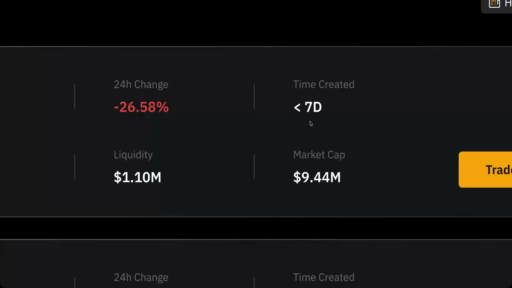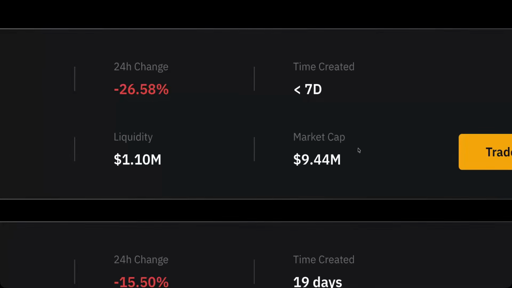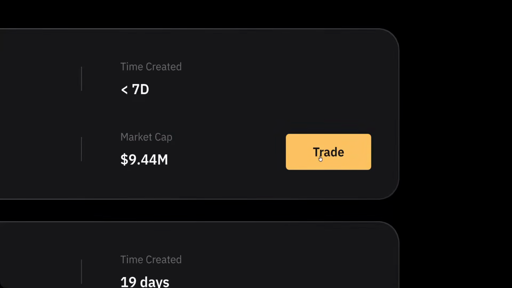The time created is less than 7 days ago. Market cap currently is about $9 million. And if you want to trade this, you just go ahead and click on trade.